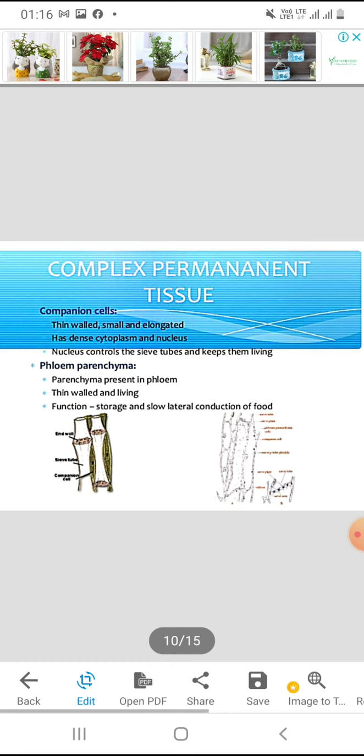The cells are thin walled, small and elongated, with dense cytoplasm and nucleus. The nucleus controls the sieve tubes and keeps them living. Next is phloem parenchyma. Parenchyma present in phloem is thin walled and living. Functions of phloem parenchyma are storage and slow lateral conduction of food.